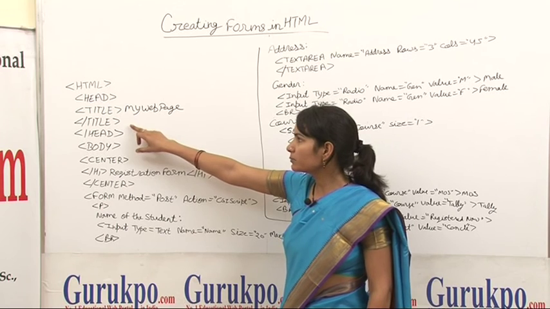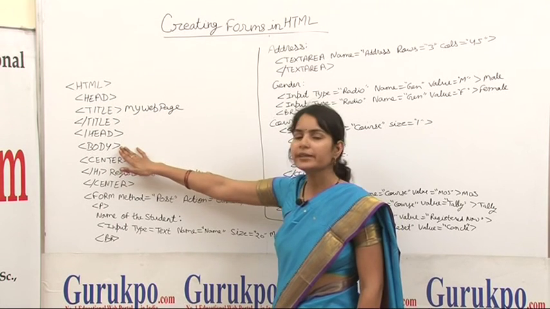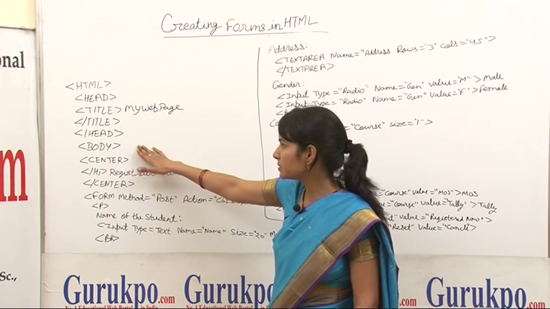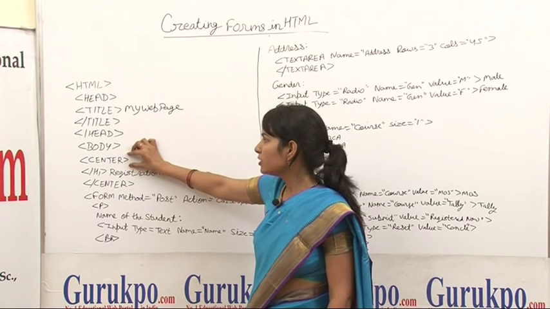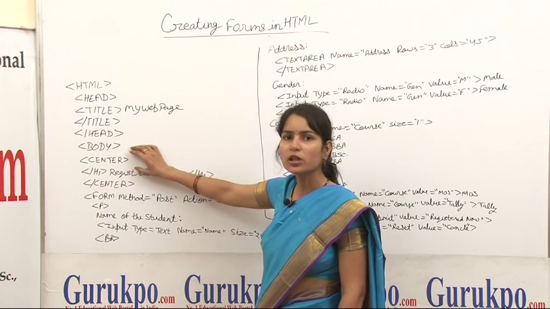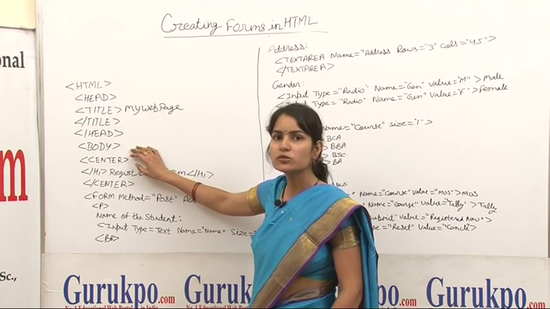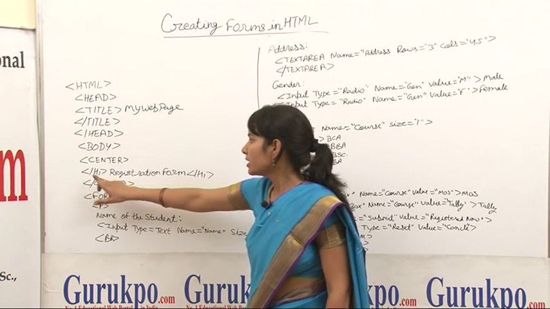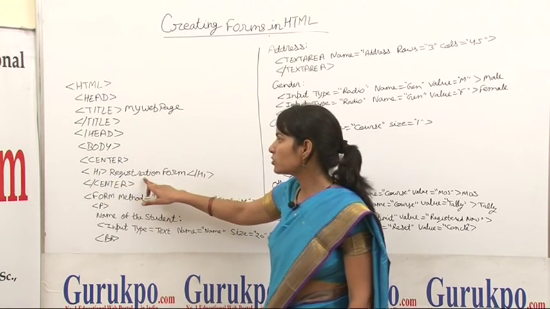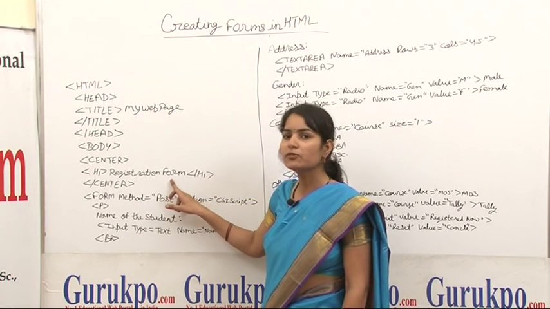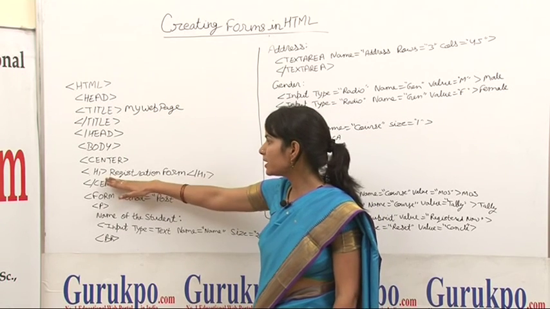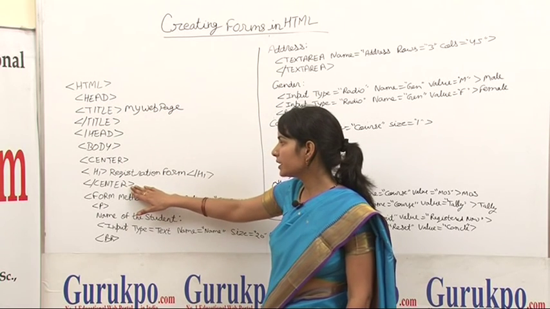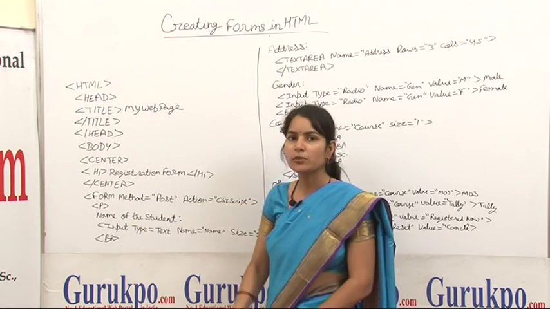Now we will close the title tag and head tag and start the body tag, which displays the actual content of the web page. In the body tag we use the center tag, which aligns all the content of this web page to the center. The H1 tag will be used here, which shows the content in the form of a heading. Here we display the content as "registration form". Now we close the center tag and start the form tag.